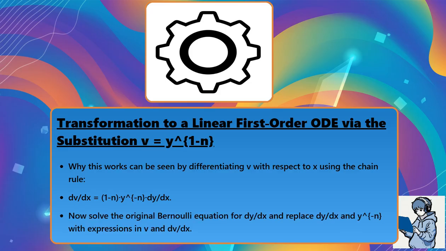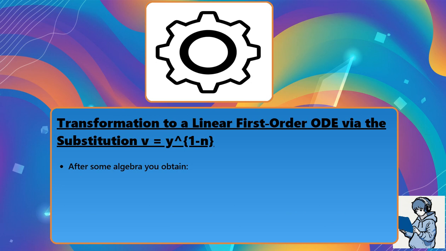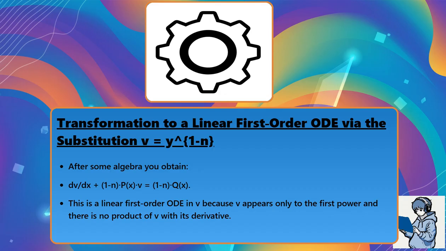Now solve the original Bernoulli equation for dy/dx and replace dy/dx and y to the negative n with expressions in v and dv/dx. After some algebra, you obtain dv/dx + (1 minus n) p(x) v = (1 minus n) q(x). This is a linear first-order ODE in v because v appears only to the first power and there is no product of v with its derivative.